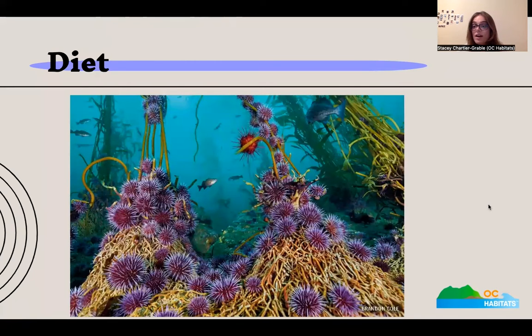So you saw a little bit of their diet in that portion right there. They eat a lot of algae, which is also known as seaweed and kelp. They'll also eat algae off rocks, and they also do eat animal matter. So things like plankton and barnacles they'll eat.